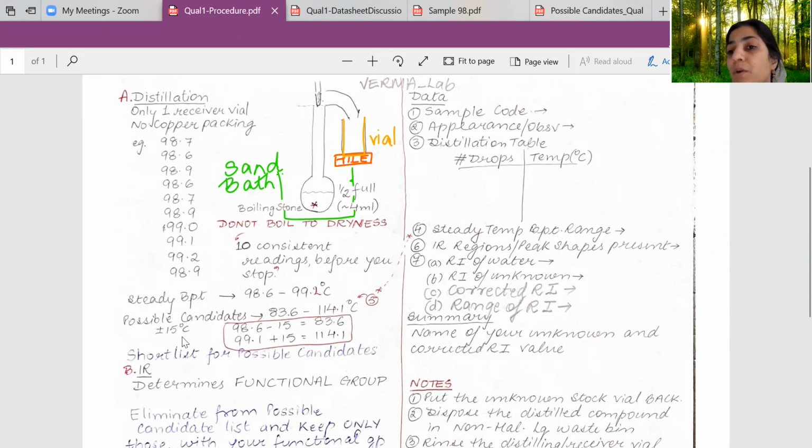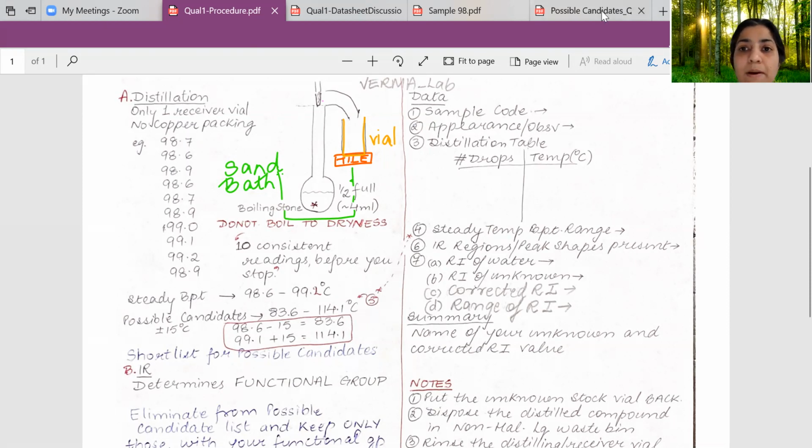When I have to figure out the possible candidates that I could have had, I will do a plus minus of 15 degrees Celsius. I will subtract 15 from the lower steady boiling point number, and I will add 15 to my higher value. What is the new boiling point range that I have obtained? It has become 83.6 to 114.1. This is a piece of information that I also want you to write in your notebook.